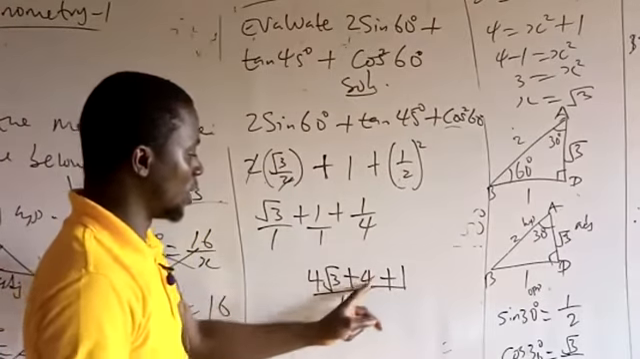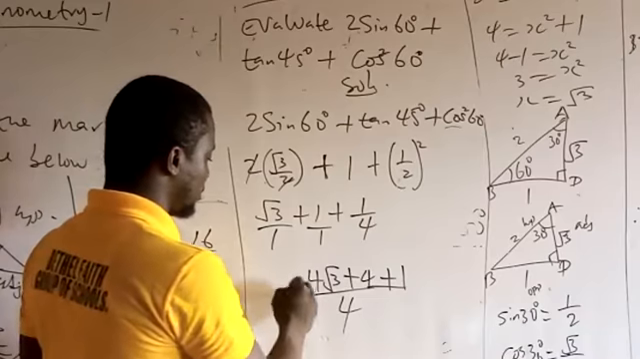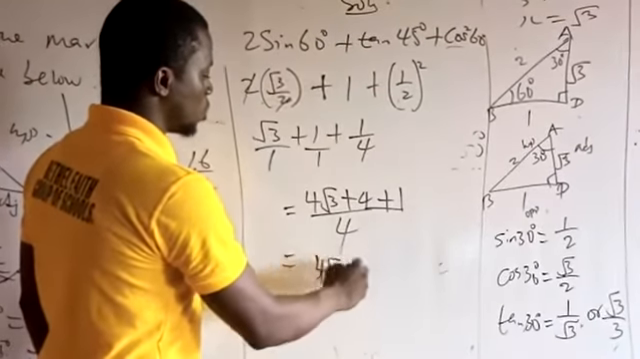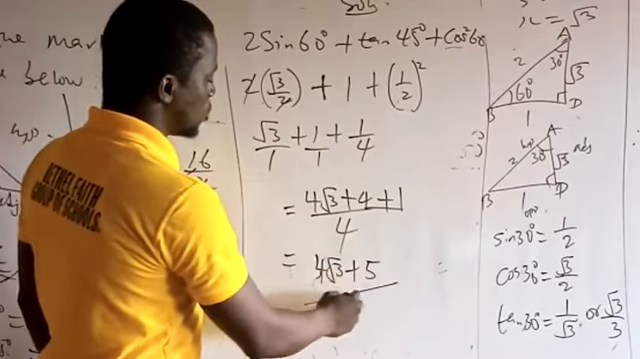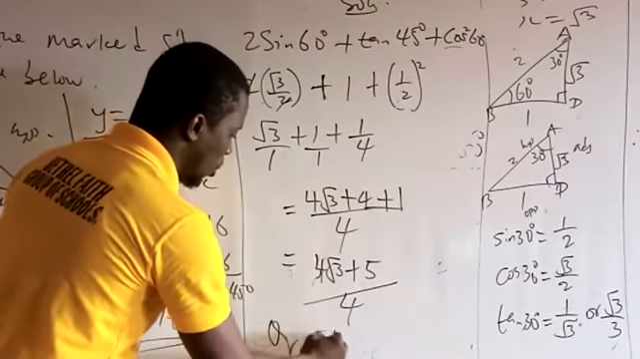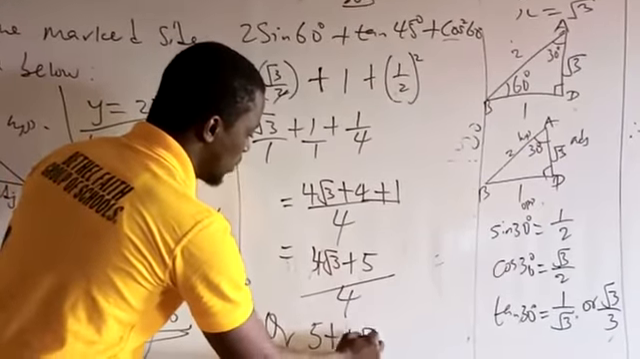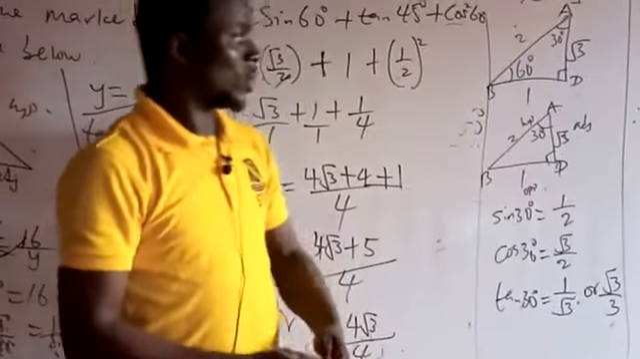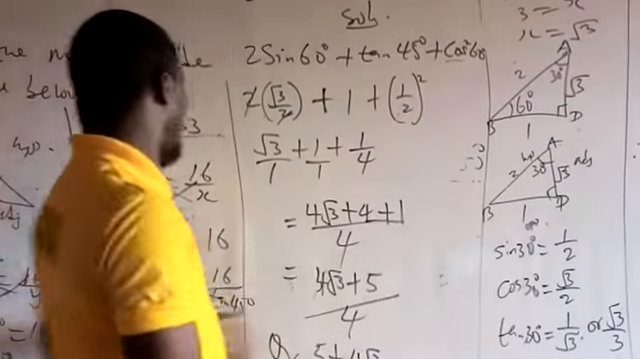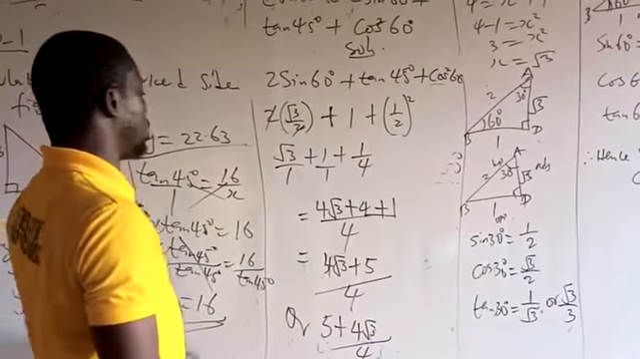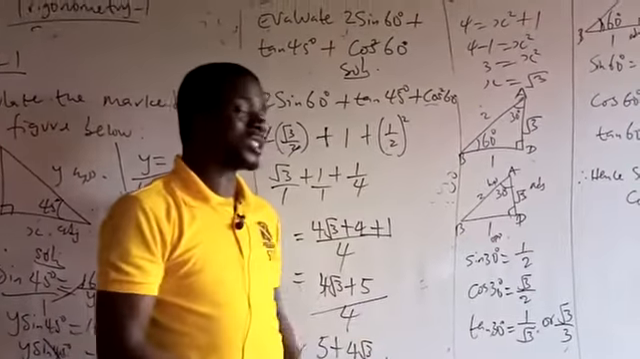Let's add these two together. 4 plus 1 is 5. Now 4 root 3 plus 5 over 4. You can leave the answer like this, or you can say 5 plus 4 root 3 over 4. You understand? So I think you will know how to apply such an angle. We can also use such an angle in example 1, if you like, by using sine 45 to represent 1 over root 2, just apply it, but it says you should give the answer in decimal.